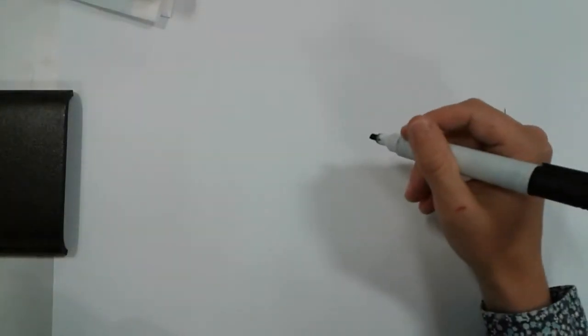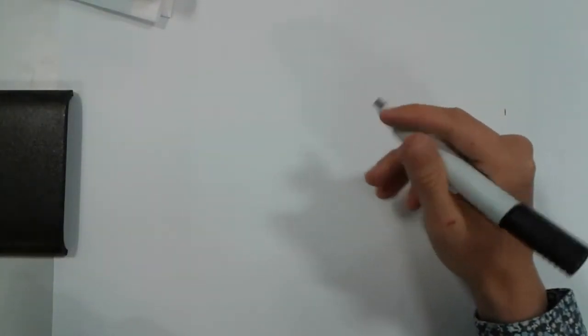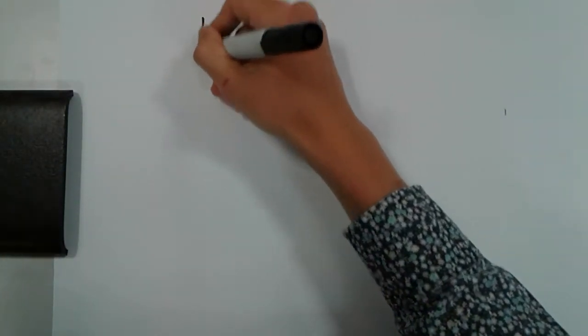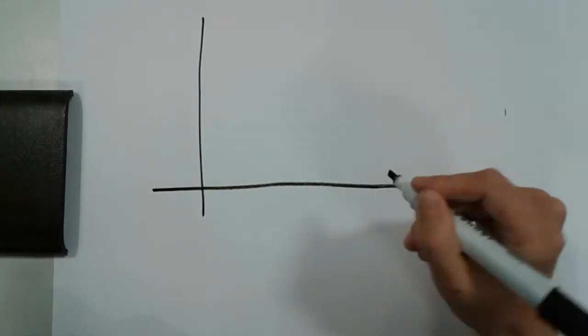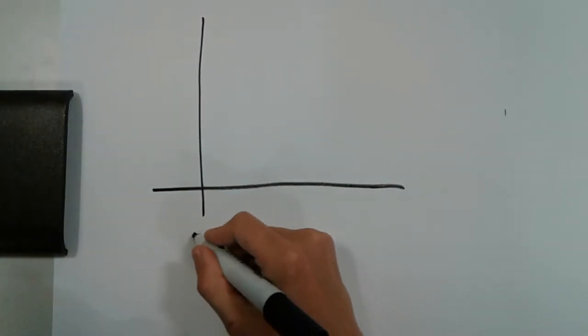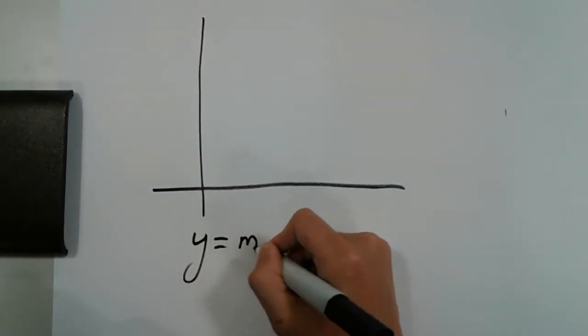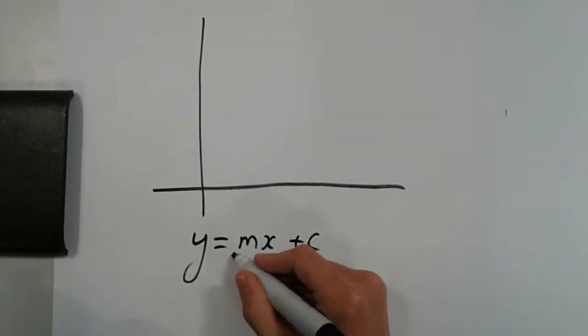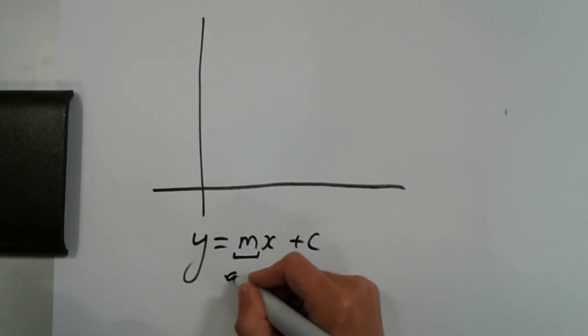Okay, we're going to have a look at straight line graphs today. We're going to start off with the gradient of a straight line. You'll be familiar with this in the form y equals mx plus c from GCSE, where m is the gradient of the line.